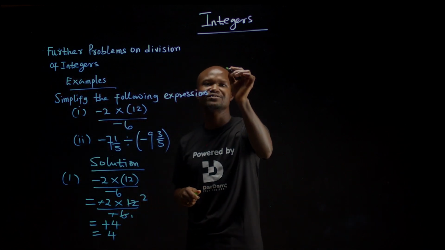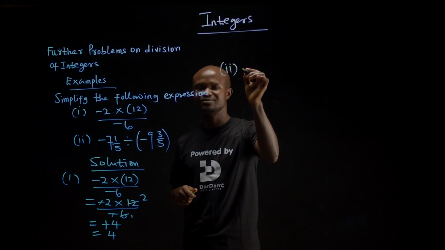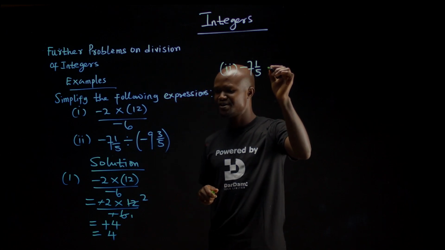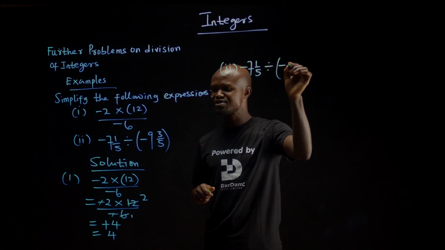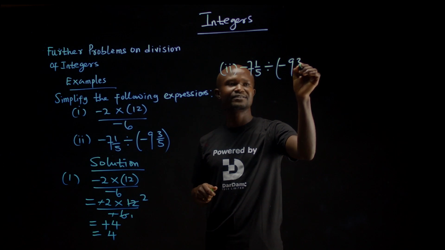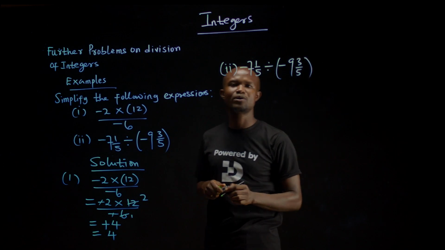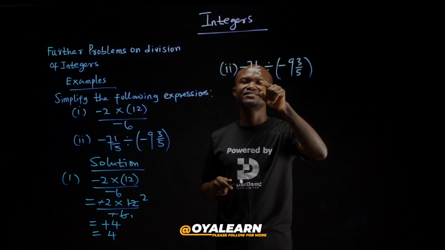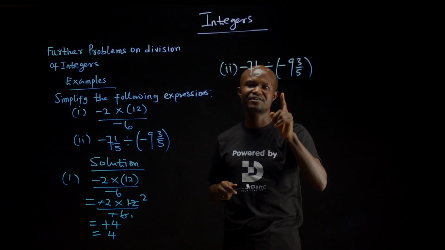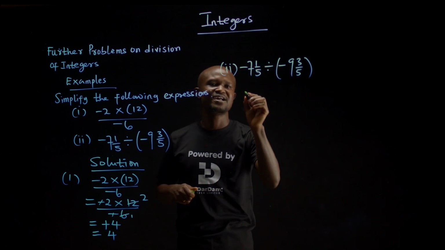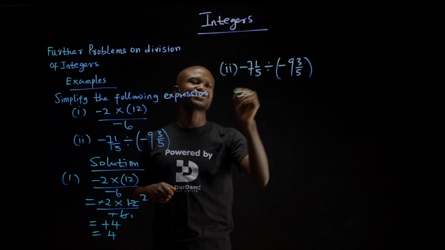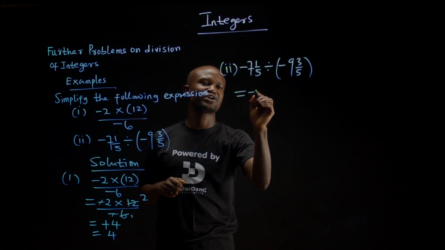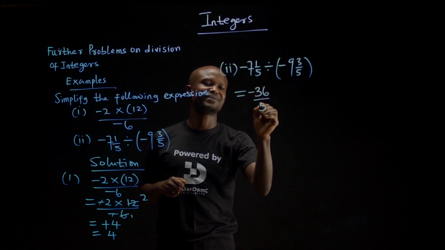Now looking at the second question. We have minus 7 whole number 1 over 5, divided by minus 9 whole number 3 over 5. Looking at this question, the first thing you need to do is to convert the mixed number to an improper fraction. That's the first step. Converting, 7 times 5 is 35, plus 1, that's 36. So we are going to have minus 36 over 5.